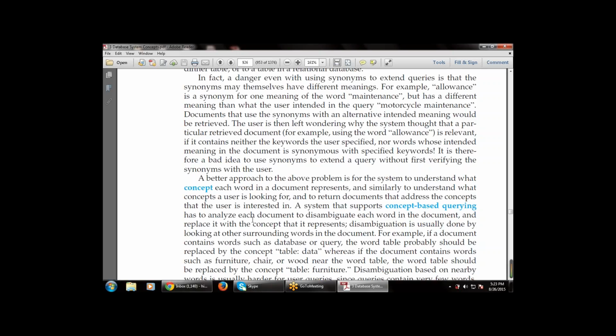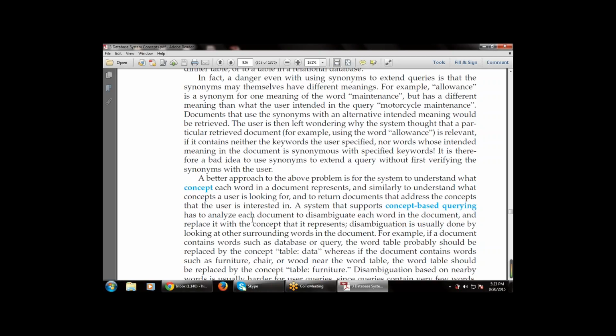A system that supports concept-based querying has to analyze each document to disambiguate each word in the document and replace it with the concept that it represents.